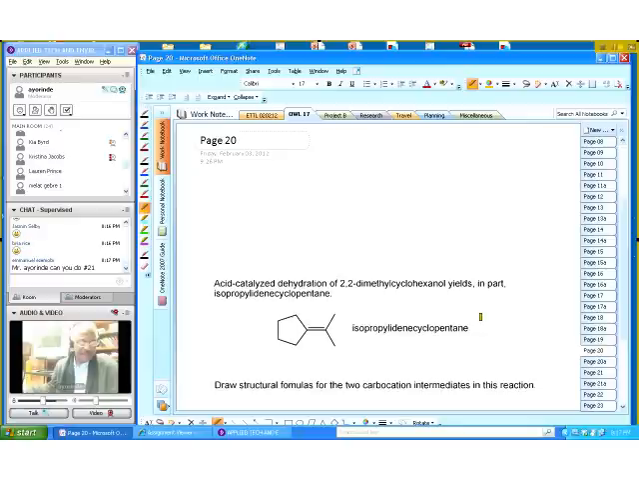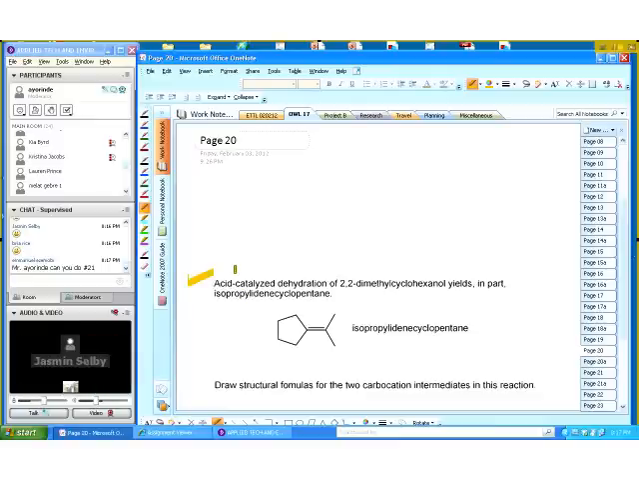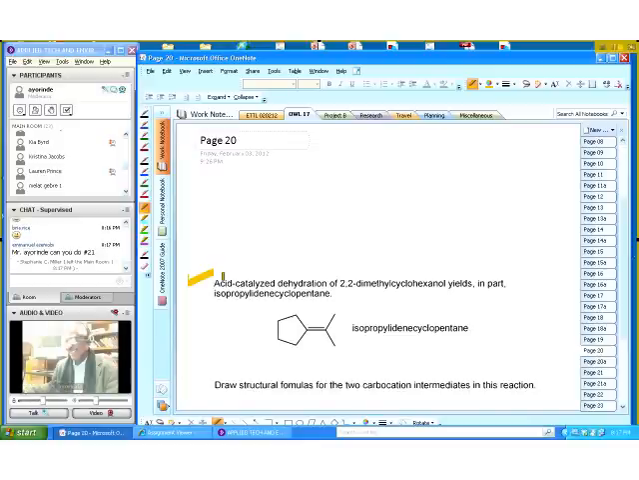Okay, now before we leave, because we are getting close, I want us to do this problem. Jasmine, go ahead and read this question for us. Acid catalyzed dehydration of 2,2-dimethylcyclohexanol yields in part isopropylidene cyclopentane.